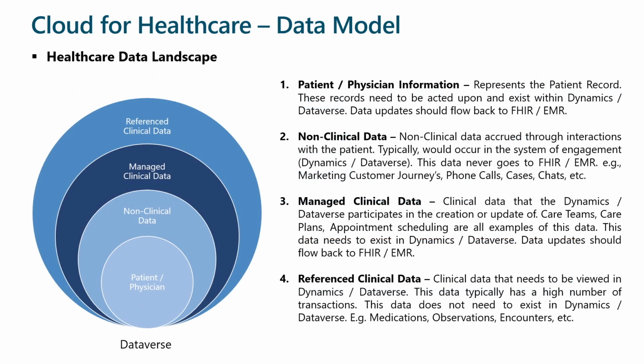Healthcare data landscape. Before we go into the mappings, it is important to understand the healthcare data. This helps to identify the entities that need to be synced between FHIR to Dataverse or vice versa. At the core of the healthcare data model, we have patient and physician information. It represents the patient record. These records need to be acted upon and exist within Dynamics or Dataverse. Data updates should flow back to FHIR or EMR.